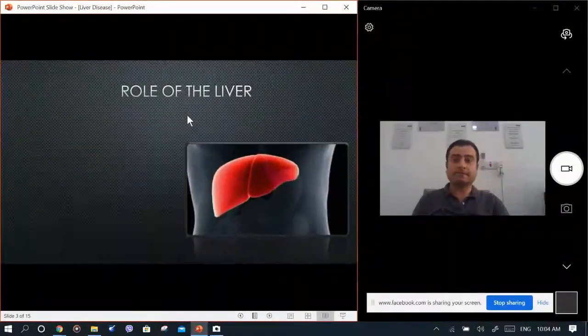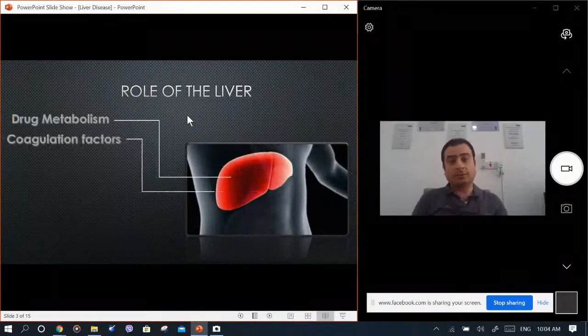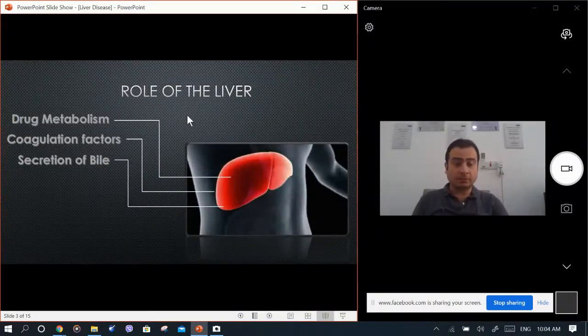So, hepatitis begins with the liver, a part of our body that is responsible for several roles. The most important roles are drug metabolism, so the drugs we take are metabolized by the liver, and coagulation factors. The liver is responsible for the synthesis of coagulation factors, which are really important for the prevention of bleeding and help blood clot formation. Excretion of bile is also the responsibility of the liver. So if there is any abnormality within the liver, those roles can't occur as they should.